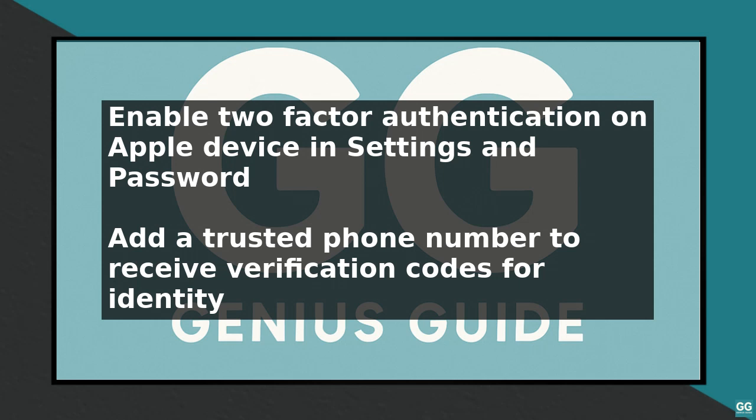Next, add a trusted phone number to receive verification codes. This number will be used to verify your identity when you sign in to your Apple account. To add a trusted phone number, go to Settings, select your name, and tap on Password and Security. Then, select Add Trusted Phone Number and enter the phone number you want to use.